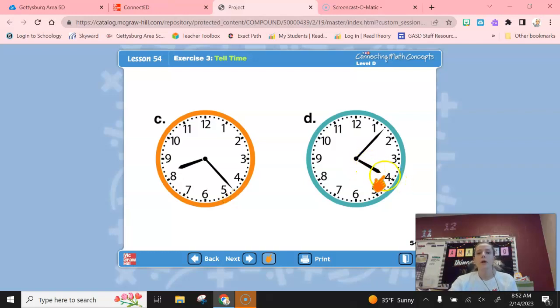Let's try this one. It's 4 o'clock. And we'll count by 5s. 5, now 1s. 6, 7. So 4:07. 4:07.